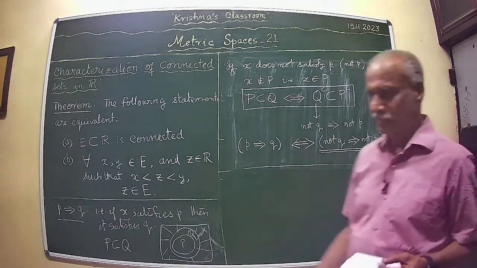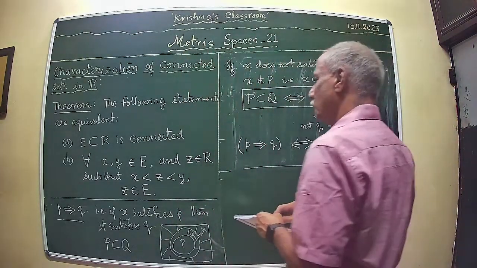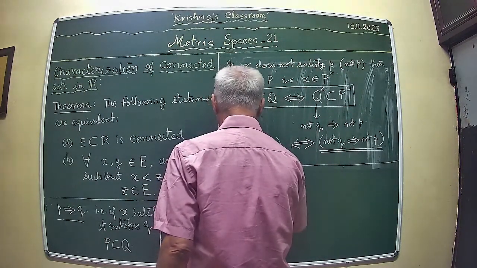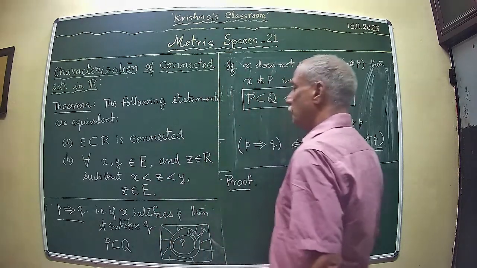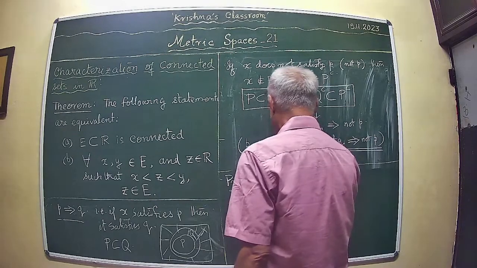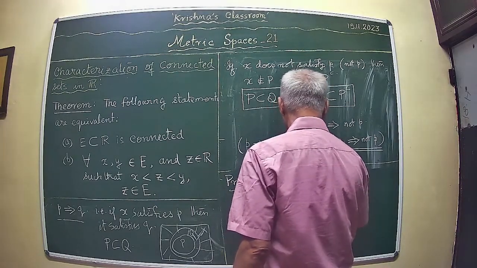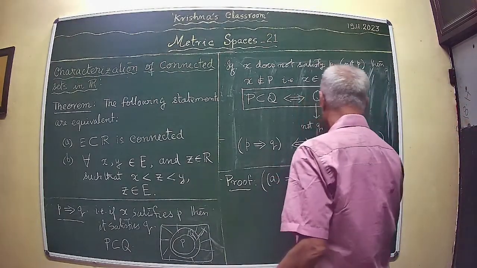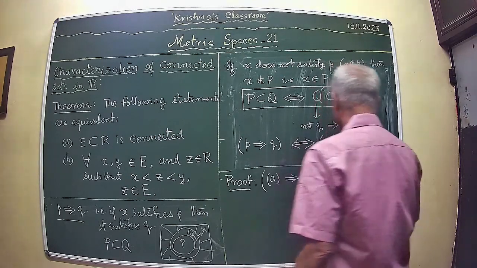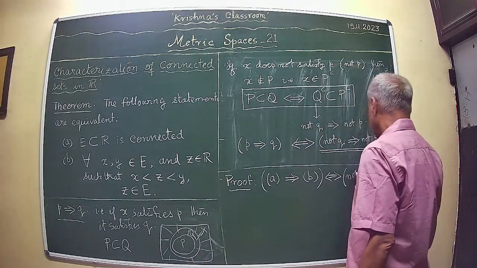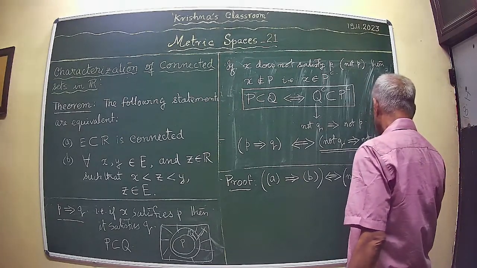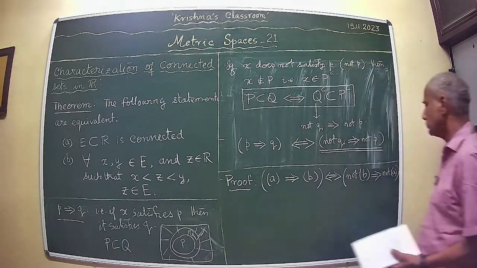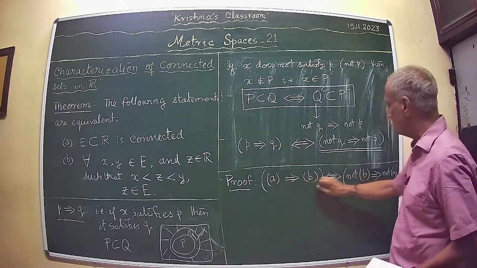Okay. So let me write what we want to prove. We assume A implies B, or equivalently we prove not B implies not A. So instead of proving this, we prove this.